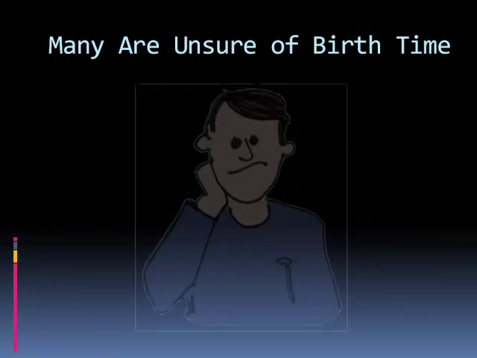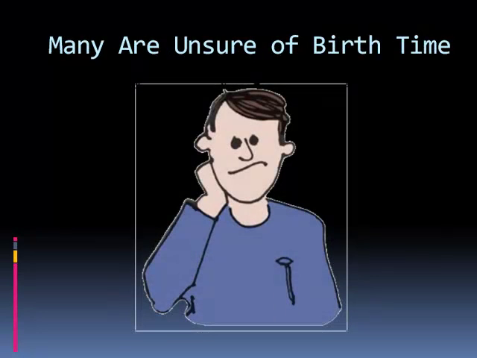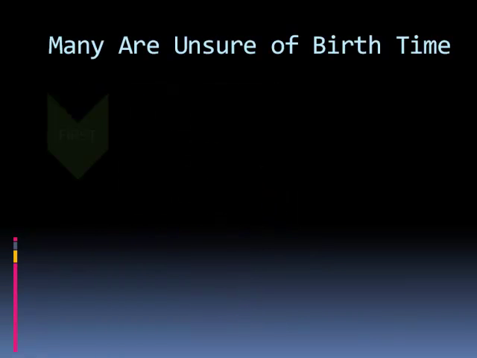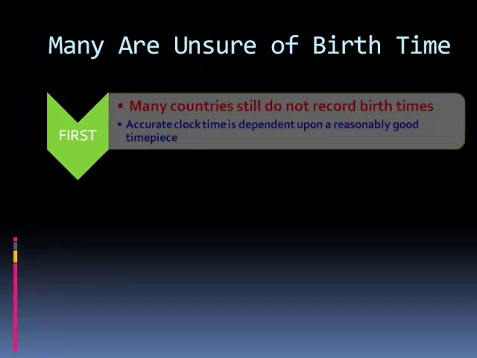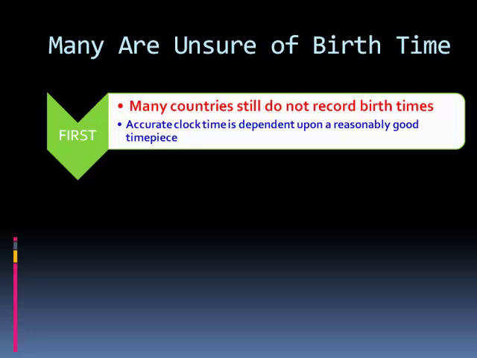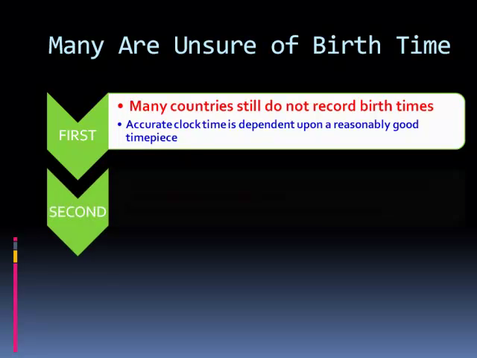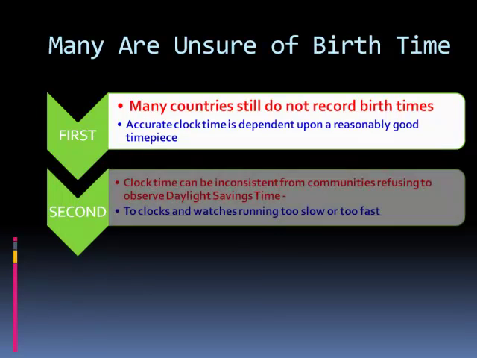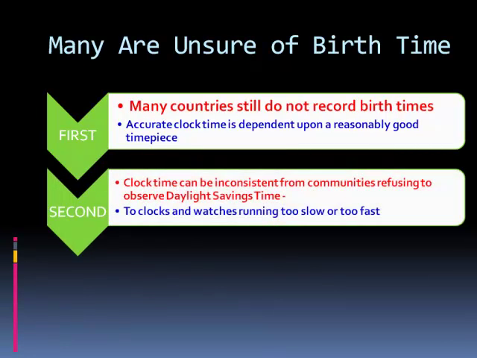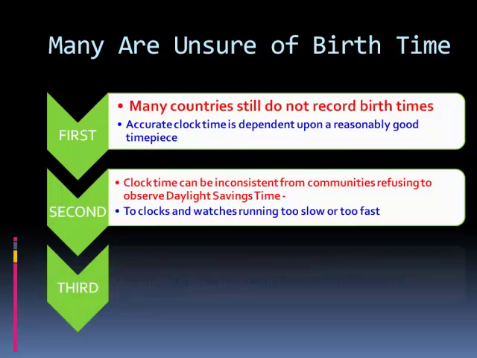Now, even though many people are unsure of the birth time, there are variables that are beyond our control. For instance, many countries still do not record birth times. Indeed, accurate clock time is dependent upon a reasonably good timepiece. Clock time can be inconsistent, from communities refusing to observe daylight savings time, clear to the problem of clocks or watches running too slow or too fast.